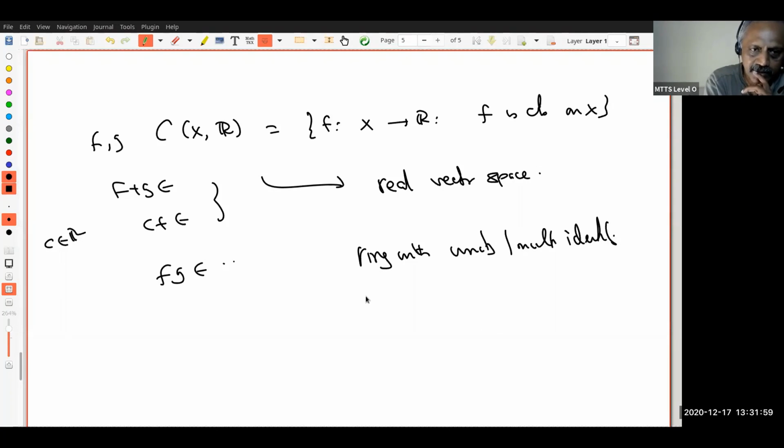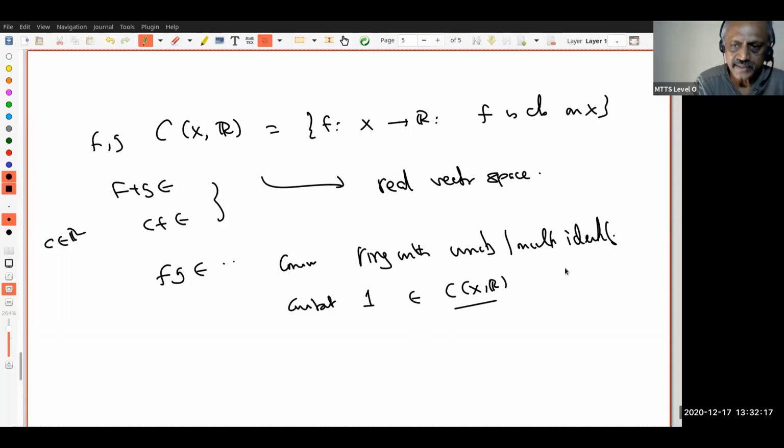Yes, because look at the constant function 1. This belongs to C(X, R). You understand? Therefore, it's not only a vector space over R, it's also a ring, a commutative ring, because f times g is the same as g times f. It's a commutative ring with identity. Do you accept this?